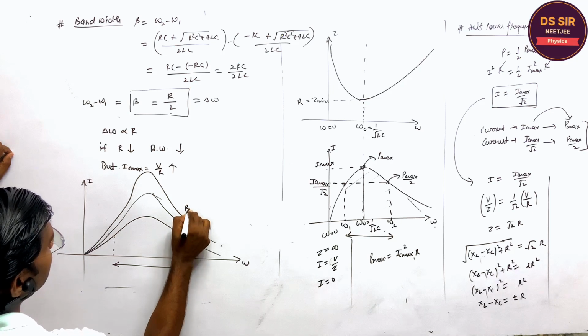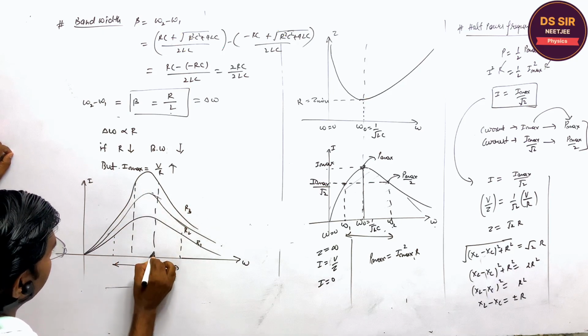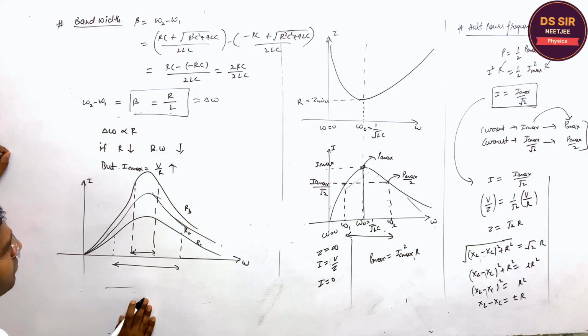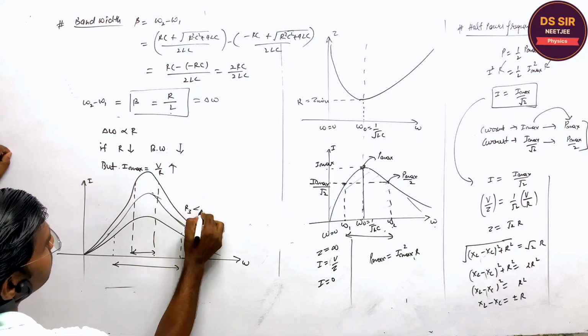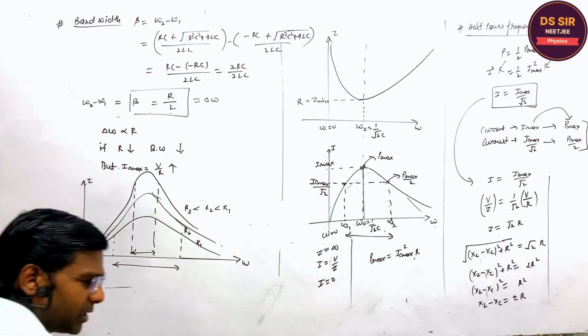Suppose this is R2 and this is R3. For R3, this is the bandwidth. Are you getting or not? So R3 is reducing, it is less than R2 and R1. Is it clear, Sanjay, or not? You tell.